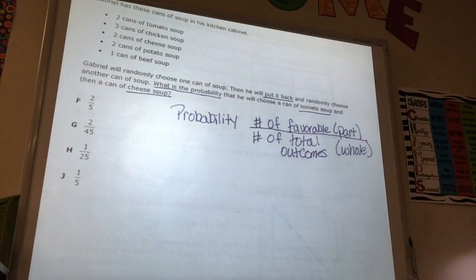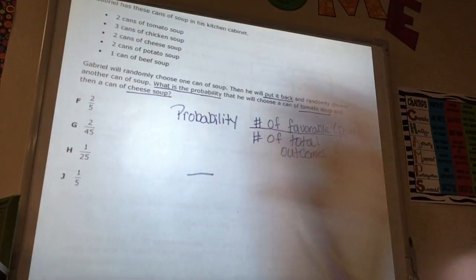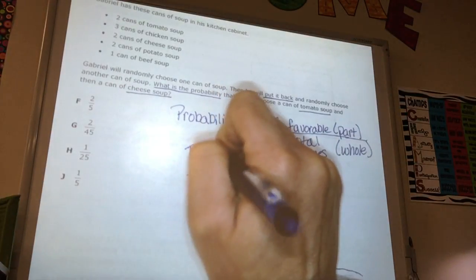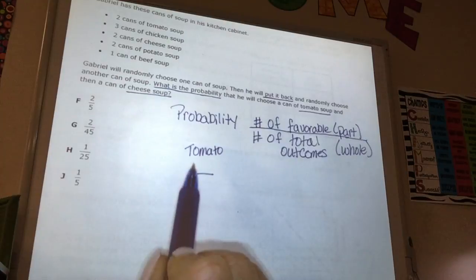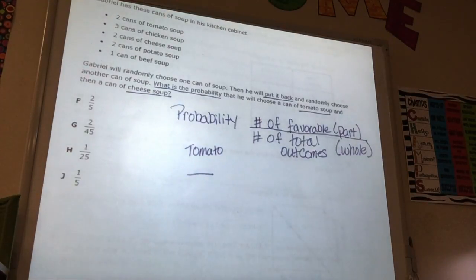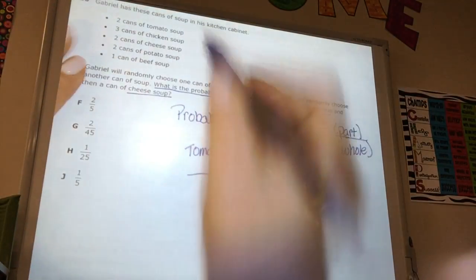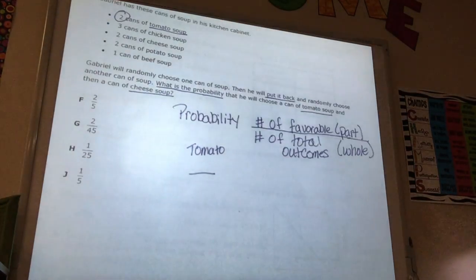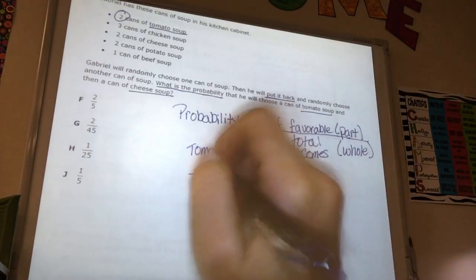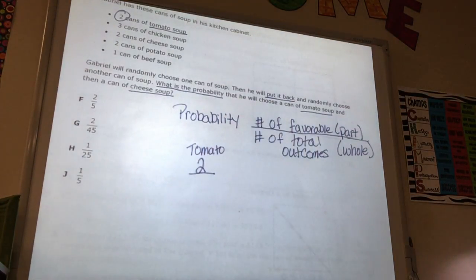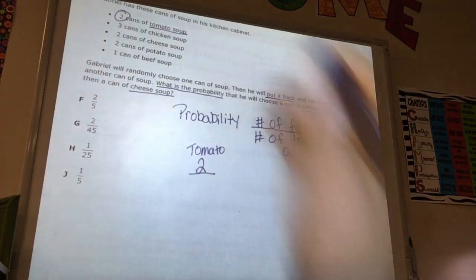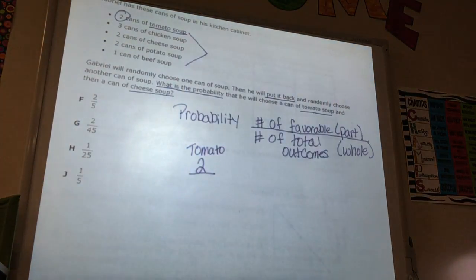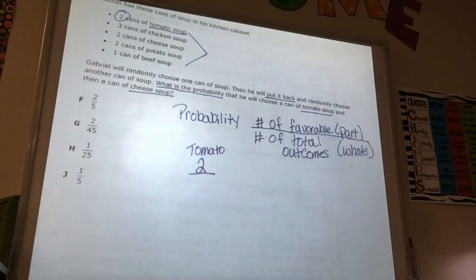So what we need to do is know the tomato soup. What is the probability of him randomly selecting a can of tomato soup? So we need to know what the part is. How many cans of tomato soup are there? If we look back up here, we said that there are 2 cans of tomato soup. So the 2 is going to be our part, or the favorable, what he's wanting to select out of the total outcomes. When we say total outcomes, that means out of everything that could happen. So we're not going to exclude the tomato soup. It could be included in that.